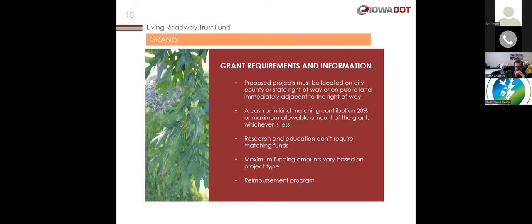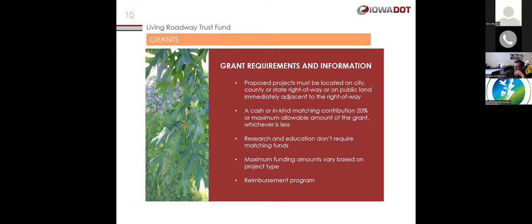So back to the annual grant program. The first step for counties and cities is to create an IRVM plan. And then once you have the plan in place, you can evaluate where Living Roadway Trust Fund money can best assist you. So other requirements for grants: proposed projects must be located on city, county, or state right-of-way or on public land immediately adjacent to the right-of-way. A cash or in-kind matching contribution of 20% or the maximum allowable amount of the grant, whichever is less.